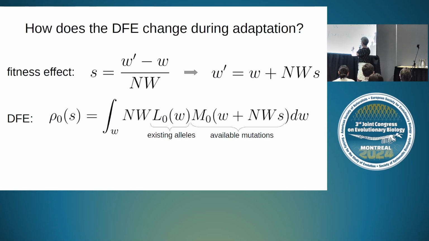And I'm sorry, I haven't told you this subscript. This is the 0th step of the walk. So for the 0th step of the walk, these are initial conditions. We have to make up some probability distributions for the alleles and the mutations. And then our goal is to figure out the first step of the walk, the second step of the walk. What does the DFE look like?